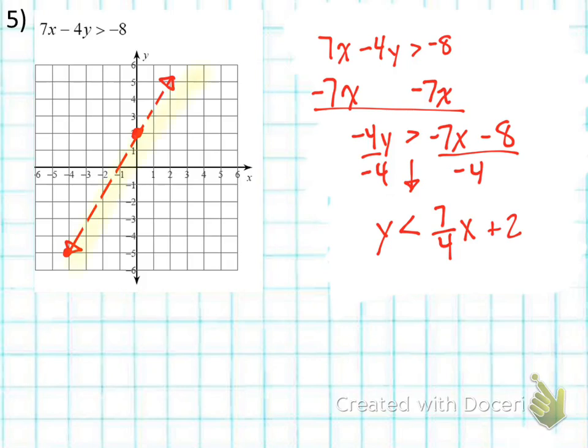Okay, so pretend you're walking. You would be walking on top of the hill, so you'd be up here. So you would shade below. Okay? That's it. Okay, and that concludes our lesson.